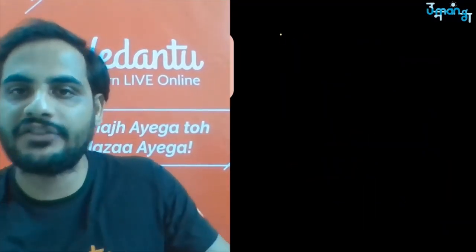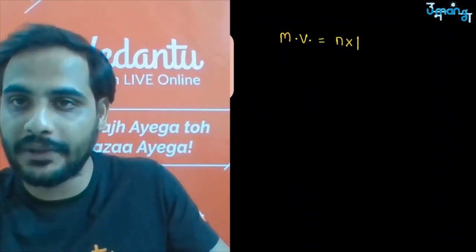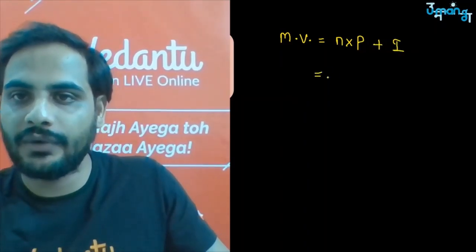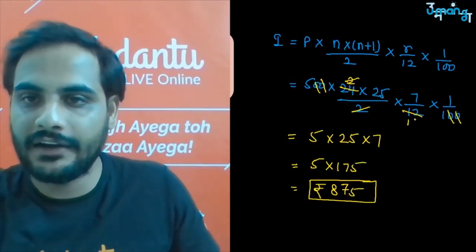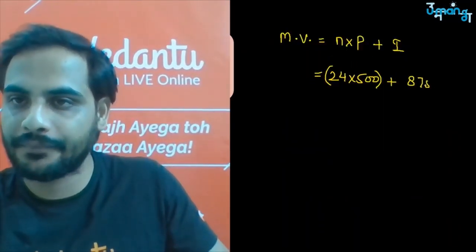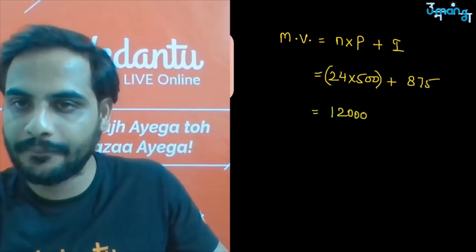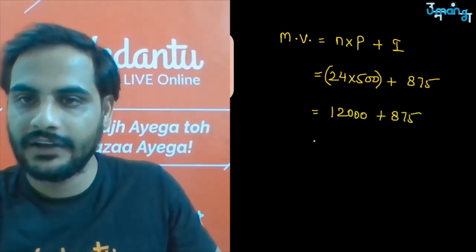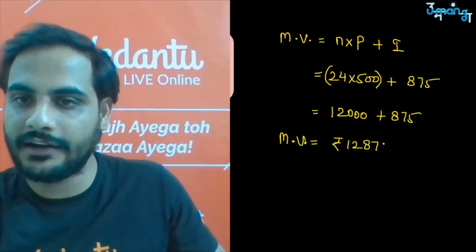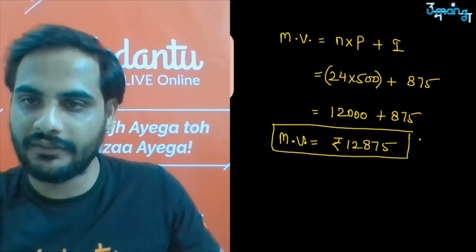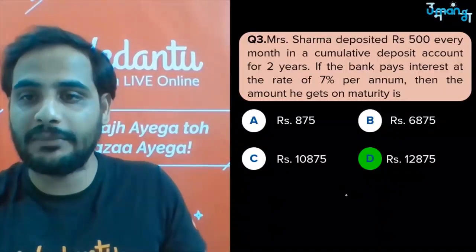Now we know that the maturity value is equal to amount deposited by you, which is n into p, plus the interest. So n is 24 into 500 plus the interest, which was rupees 875. So 24 into 500 will be equal to 12,000 plus 875, which means the maturity value is equal to rupees 12,875. Maturity value is rupees 12,875. So the correct answer will be option D.